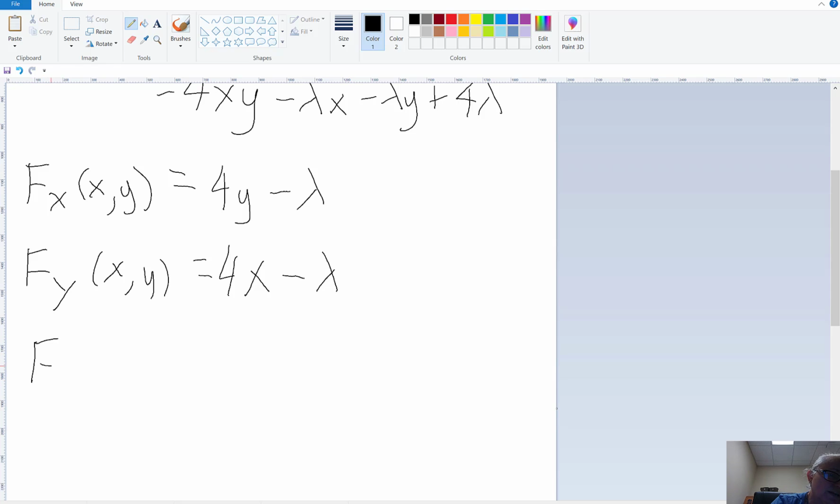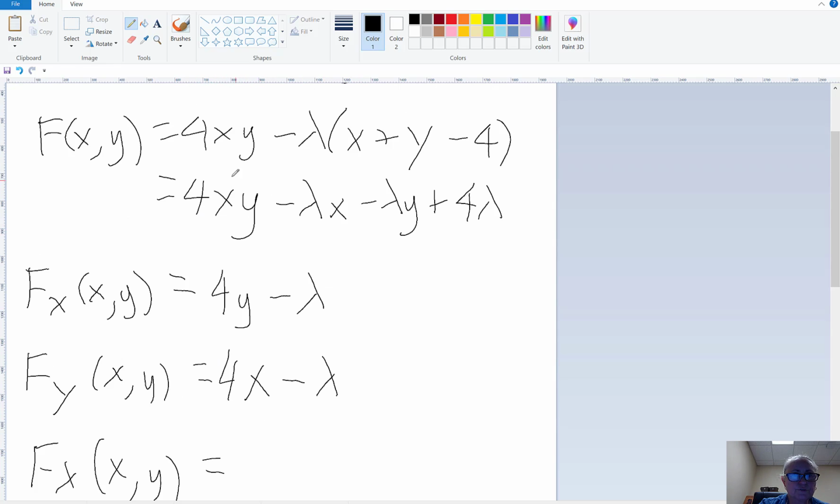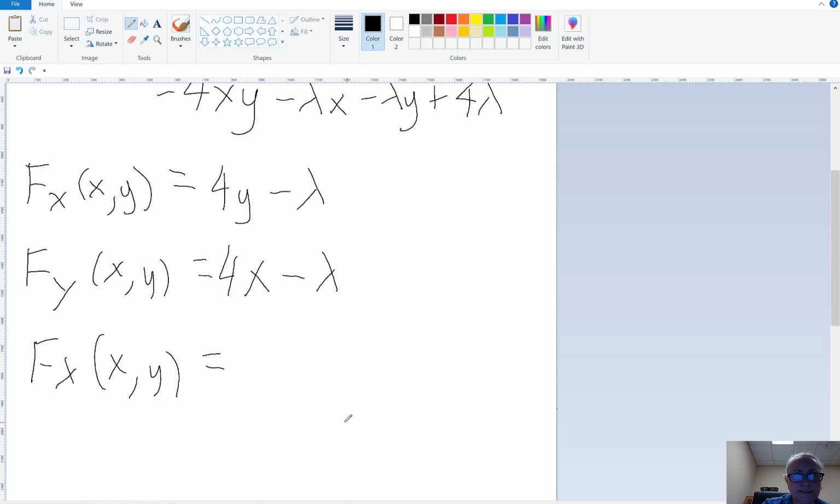And the last one we have to do is with respect to lambda. So treating lambda like it is a variable. So the derivative of that would be 0, but then we get minus x, because if lambda is the variable, minus x is the coefficient, minus y, and then plus 4.